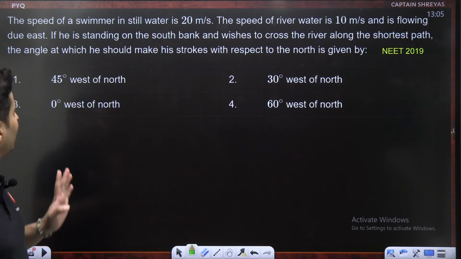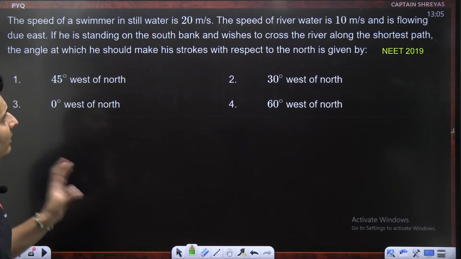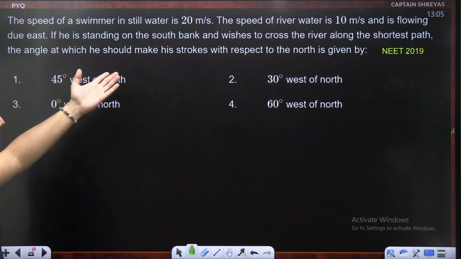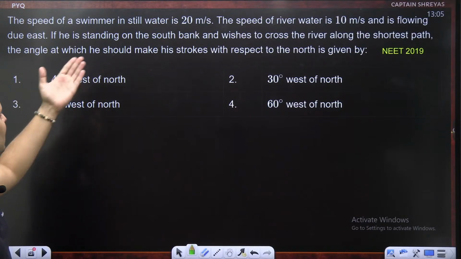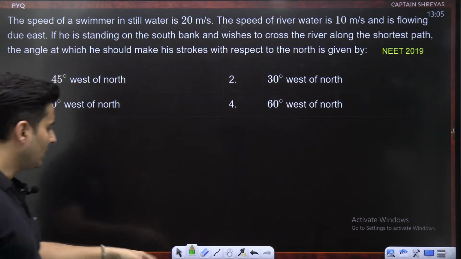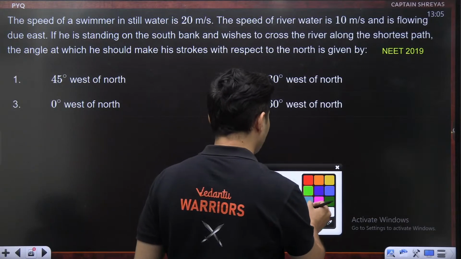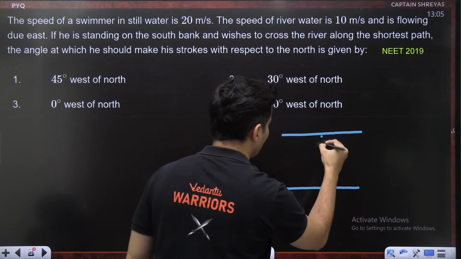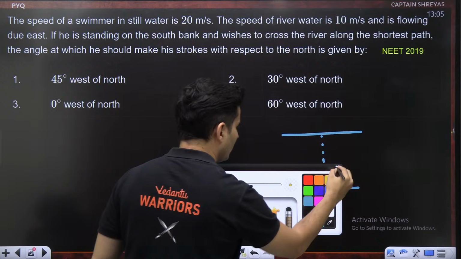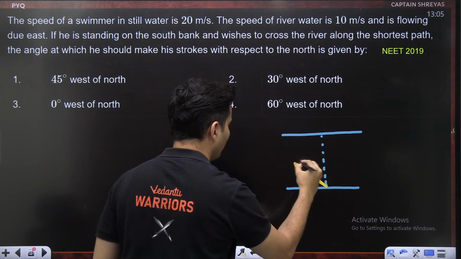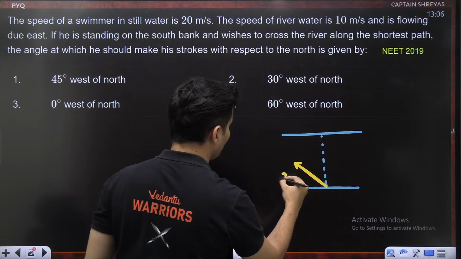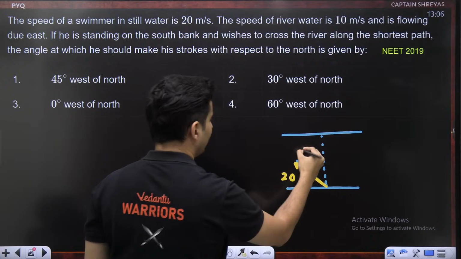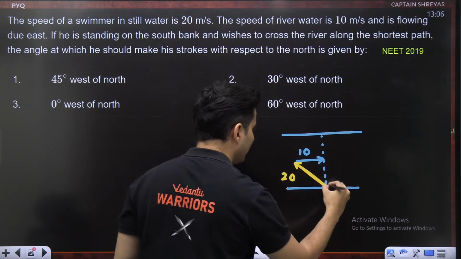The speed of a swimmer in still water is 20, speed of the river is 10 and is flowing due east. He's standing on the south, goes to the north via the shortest distance. What angle should he make? Guys, shortest distance question. Let's do this. So these are the banks. He wants to cross the river with the shortest distance. So his strokes will be somewhere over here. The speed is 20, so u is basically 20. The river will pull him like this with what speed? 10. So the resultant velocity will be like this.